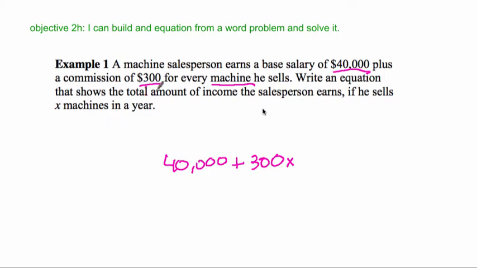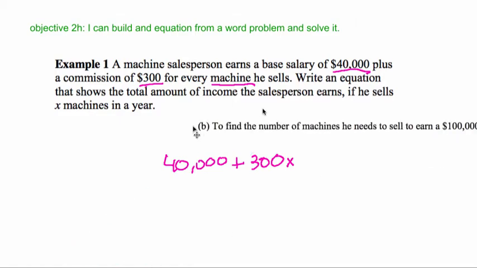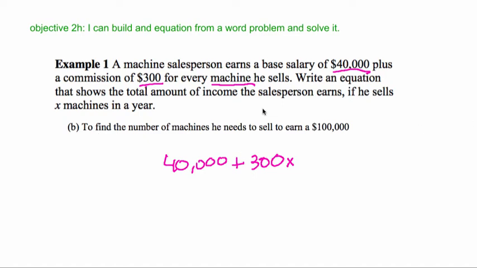Write an equation that shows the total amount of income the salesperson earns if he sells X machines a year. So we did that as we were reading this. So there we go. We already have our expression, just like we did in 2A. But we're going to take it a little bit further now. Find the number of machines he needs to sell to earn $100,000. So this tells us how much he would earn total.